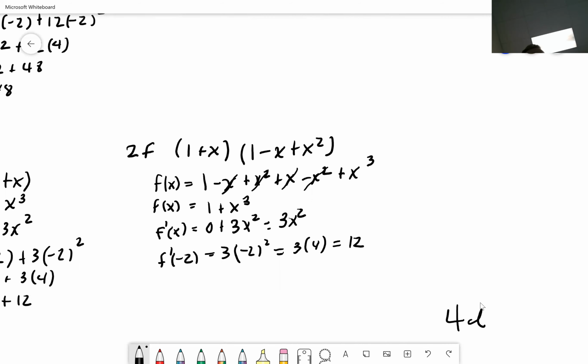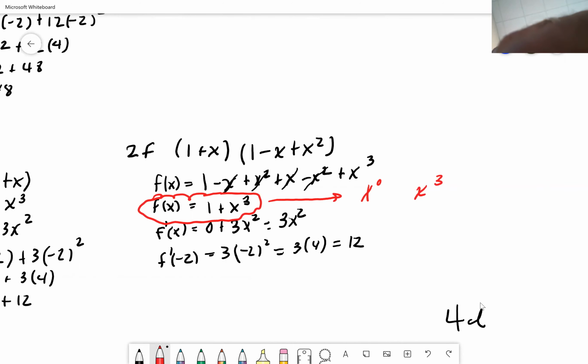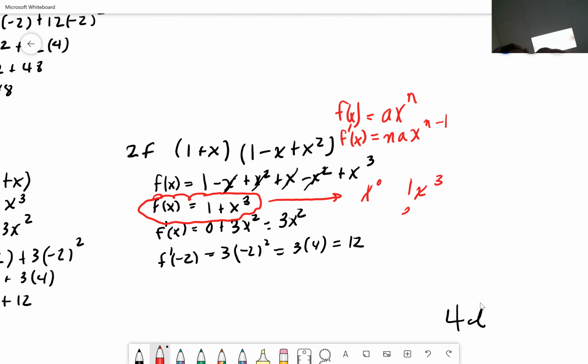Okay, so for 2f, do you see how I found the derivative? We have 2 terms there. We have 1 and we have x to the third. Now 1 is a fancy way of writing x to the 0. The rule says if you have x to the n, the derivative of that function is n times x to the n minus 1. So for x to the third, 3 times 1 is 3 times x, 3 minus 1 is 2.